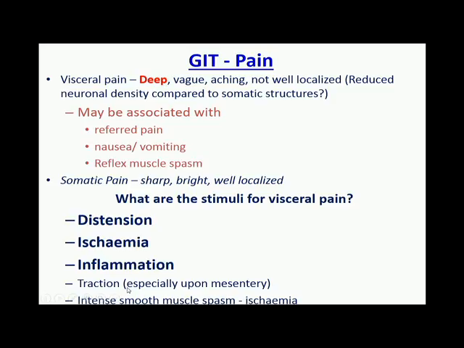The other one is intense smooth muscle spasm. When there's increased intestinal motility, that again can cause pain, but the mechanism is commonly ischemia. When there's intense muscle spasm, it causes a relative ischemia within the musculature of the GIT, and that can cause pain. So these are the common stimuli of visceral pain: distension, ischemia, inflammation, traction, and smooth muscle spasm, which is probably due to ischemia again. Is that clear? These are the stimuli.